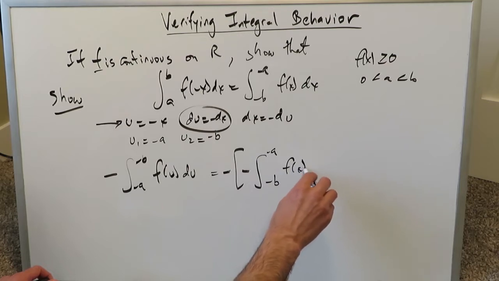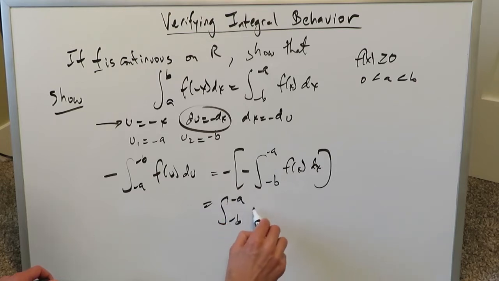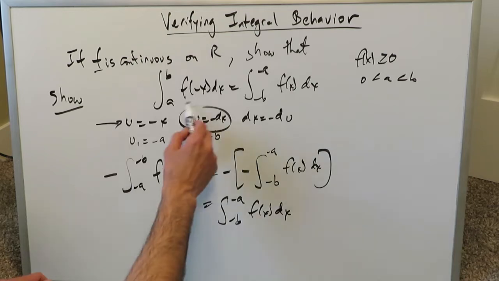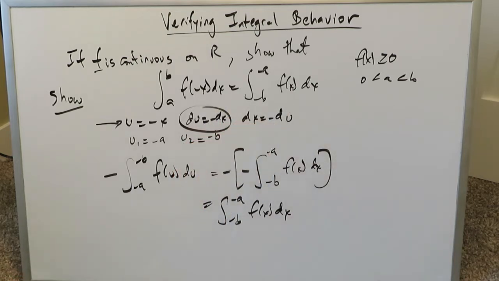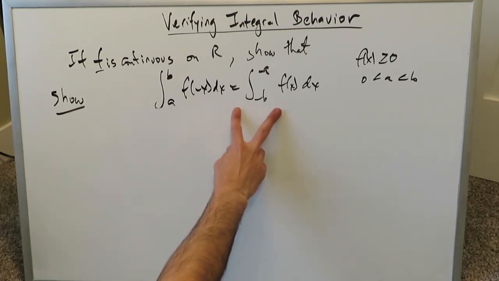You have f of x and dx come in. When you open this up, these minuses cancel out. You have the integral from minus a to minus b of f of x dx, and you end up showing that this left hand part is indeed equal to the right hand part, simply because this question is quite interesting in the fact that we're looking at an even function.